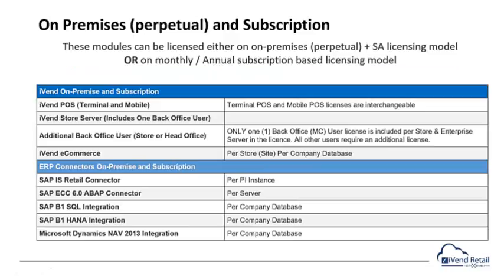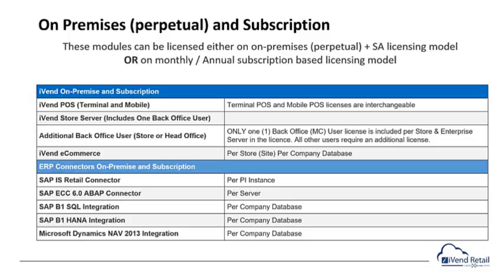I just want to spend another 5-7 minutes trying to explain how these are licensed. For example, iVend point of sale, be it terminal or mobile, are interchangeable licenses. Then iVend store server includes one back office user. Additional back office users can also be purchased for the store or the head office, but only one back office user is included for the enterprise.